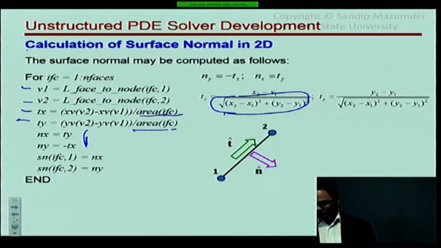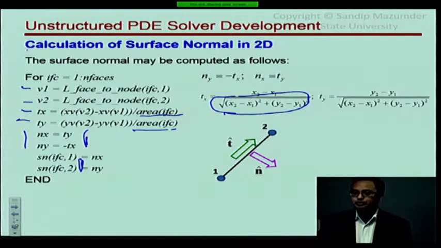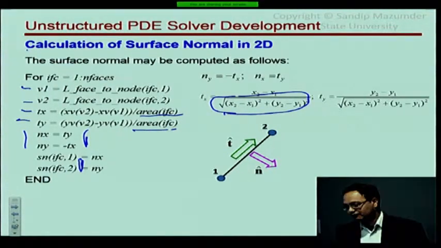And then your two normals, and then you store them in slots 1 and 2 of your surface normal at the face. Any questions?